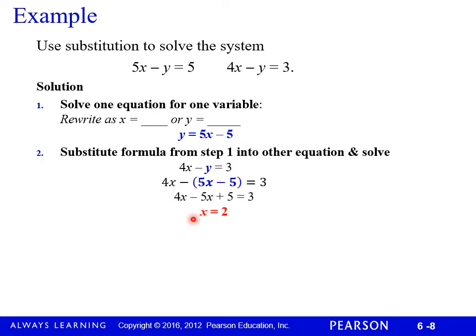Now we simply solve this. Minus a 5x minus a minus 5 is plus 5. And if we do the algebra here, we get x equals 2.